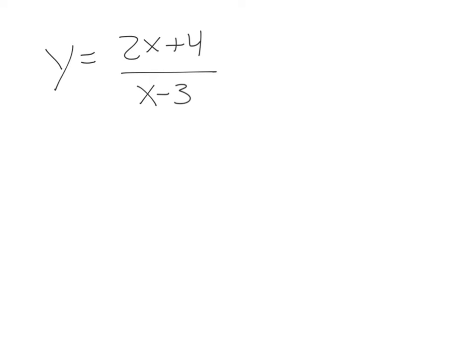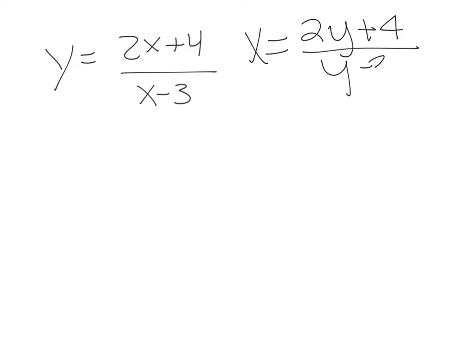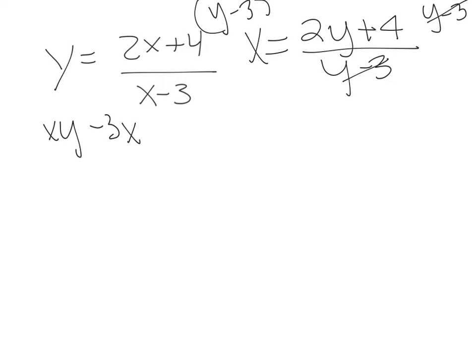Okay, so the first step is you switch the x's and the y's. So you end up with x equals 2y plus 4 on top of y minus 3. So now you multiply both sides by y minus 3. So those cancel. And then you multiply this side by y minus 3. And then you have to distribute the x to this term. So now you have xy minus 3x equals 2y plus 4.